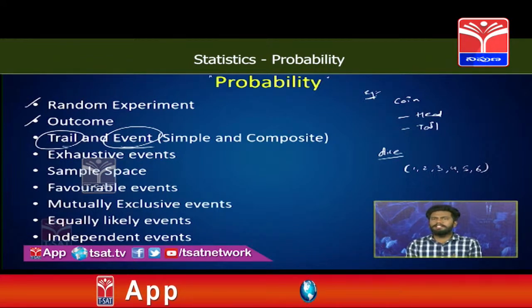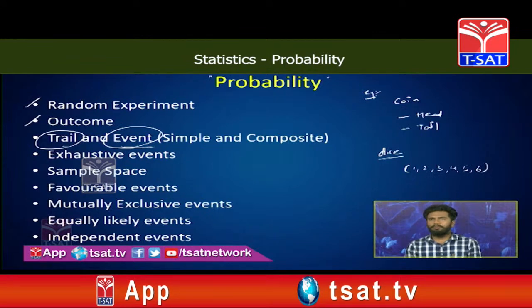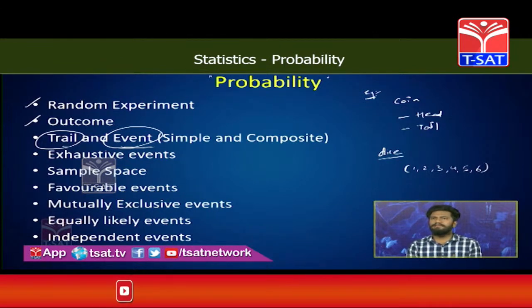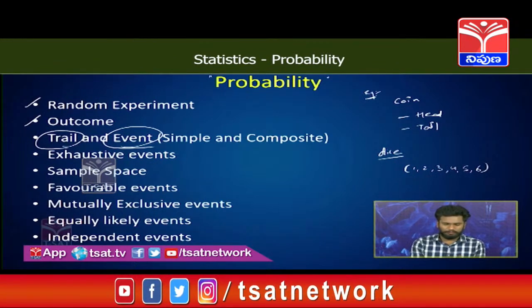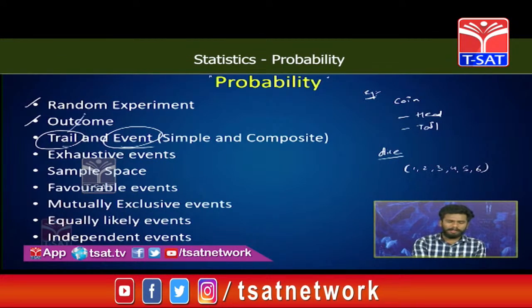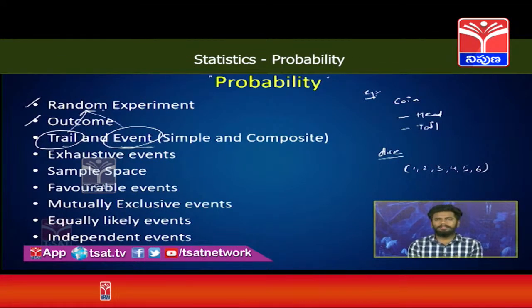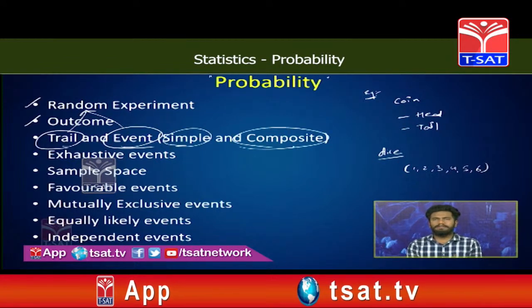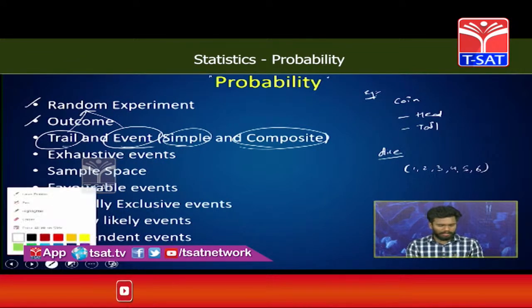ద ఈవెంట్ ఈజ్ the probability of getting a 2 is an event, getting a 3 is an event, getting a 4 is an event. Okay, so these are the two parts of the random experiment. So మన ఇక్కడ ఈవెంట్స్లో సింపుల్ అండ్ కాంపోజిట్ ఈవెంట్స్ అని రెండు ఉంటాయి. సో వాట్ ఈస్ ఎ సింపుల్ ఈవెంట్ అండ్ వాట్ ఈస్ ఎ కాంపౌండ్ ఈవెంట్?